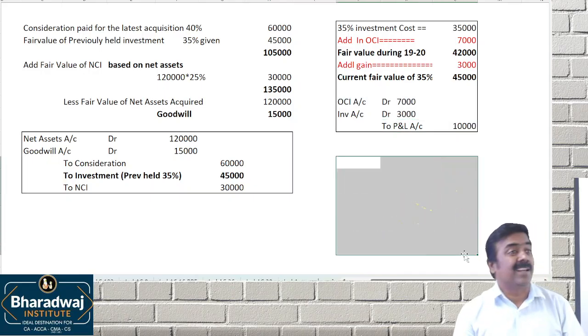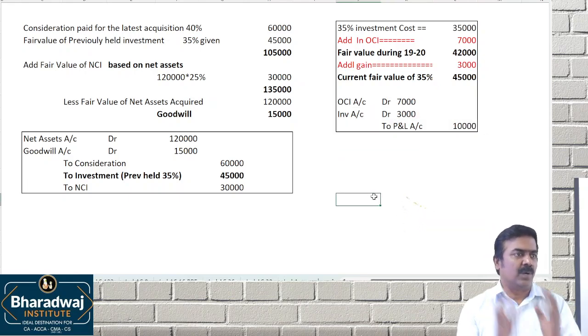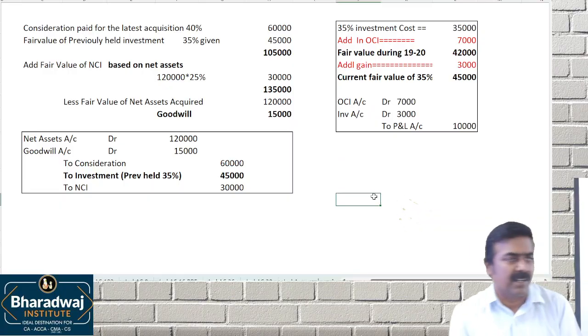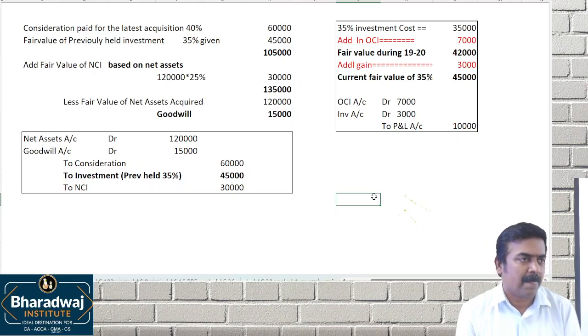OCI represents what? Unrealized gains. Okay. P&L account represents what? Realized gains. Once your normal investment becomes a holding in a subsidiary company, that gain is realized, so you transfer to which account? P&L.